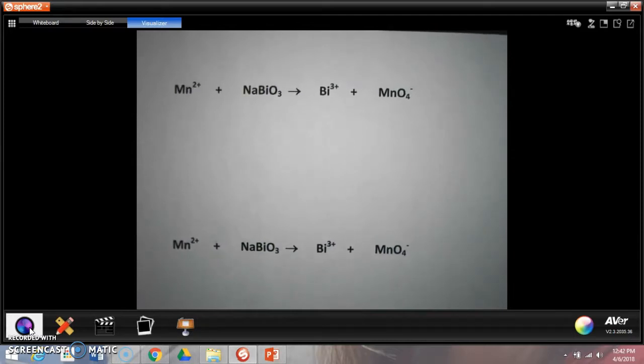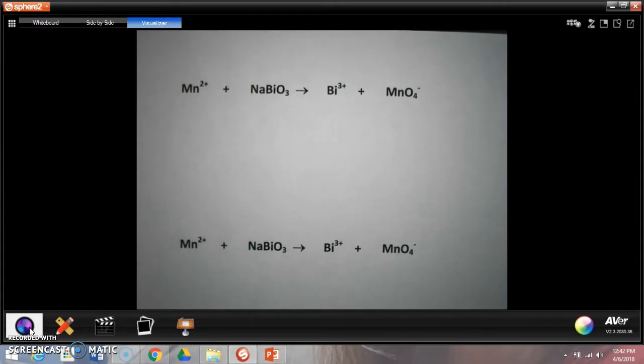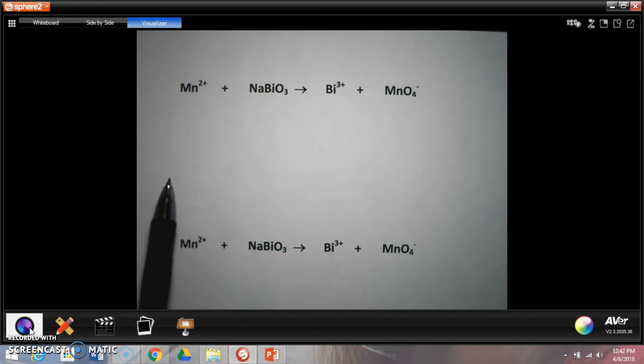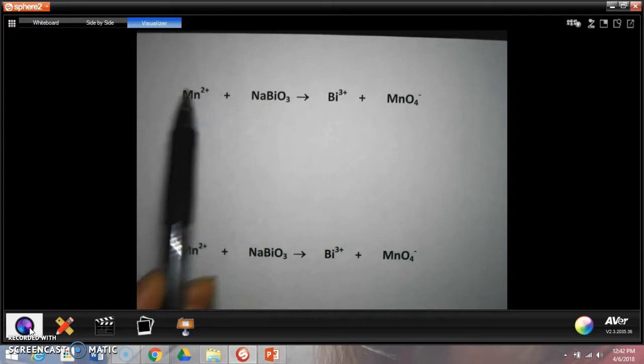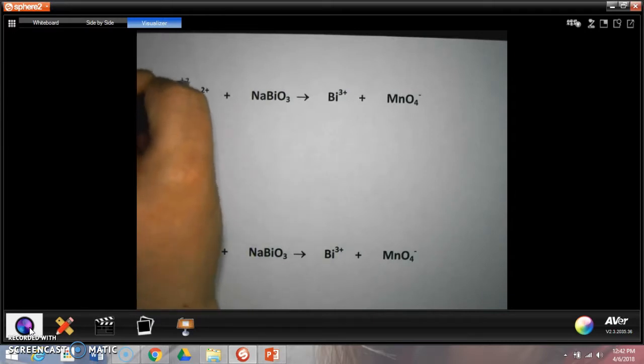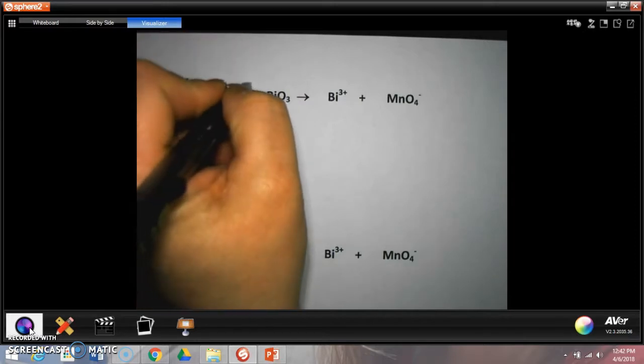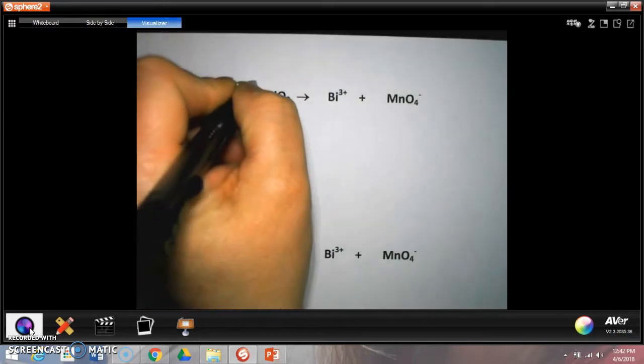All right, so once again, I'm going to do both methods. I'm going to do the half reaction method and the oxidation number method. So oxidation number method first. So I've got Mn2 plus. Obviously, the oxidation number for that is going to be +2. We go through the next one.